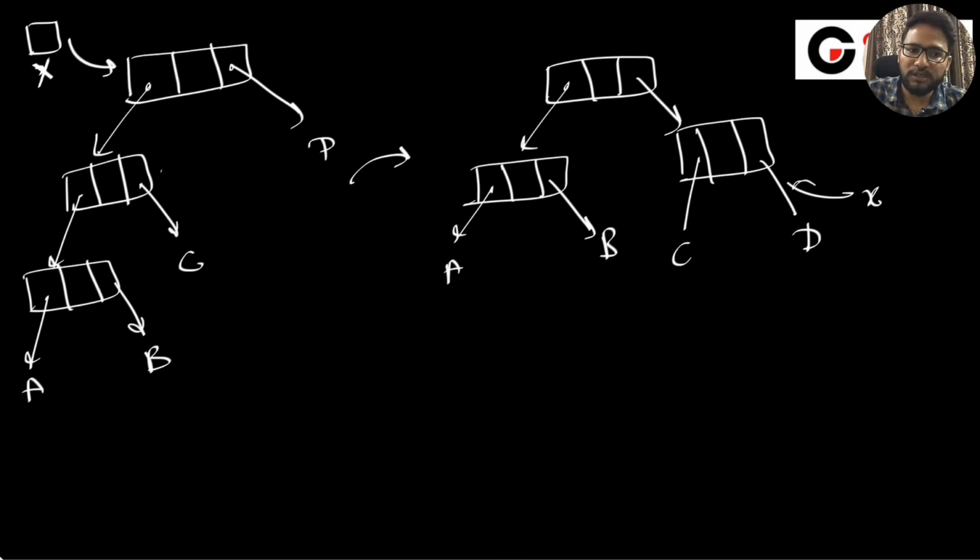How? Let's suppose your function name is ll rotation, and it is taking x, which means it is taking a pointer to this tree, and you want the final answer to be this, and you want to return the pointer to this. Whatever is the pointer to this, you will return this. So can you write the code? I think it is easy.